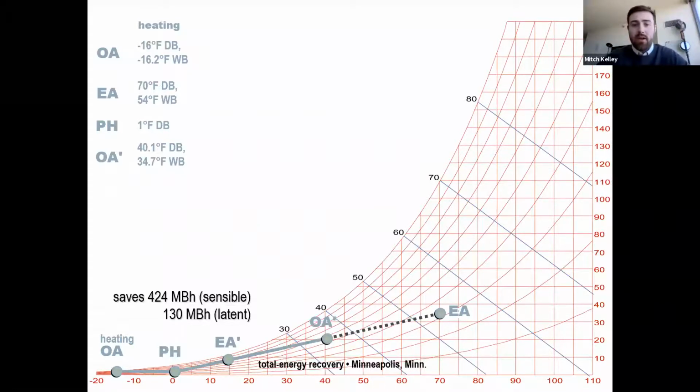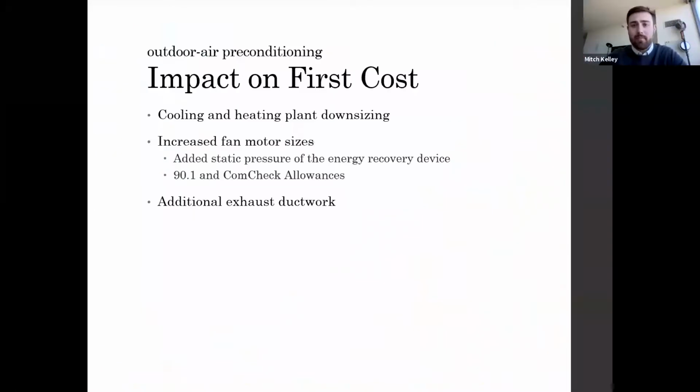saturation curve. At heating design in this example, a preheat coil is used to warm the entering outdoor air up to the frost threshold temperature, which is about 1 degree in this example. The wheel further heats the air to about 40, resulting in a sensible heating load reduction of 424 MBH. Again, if mechanical humidification is used, this results in an additional latent load reduction of 130 MBH.